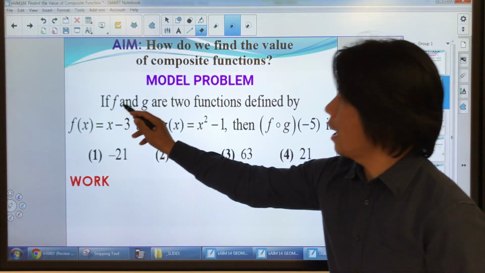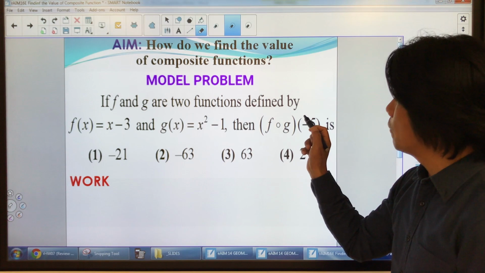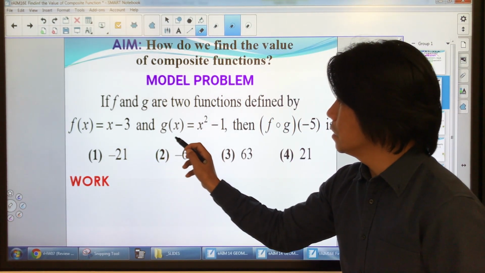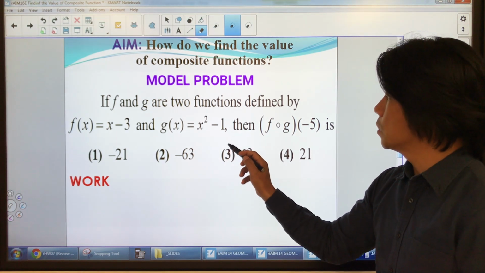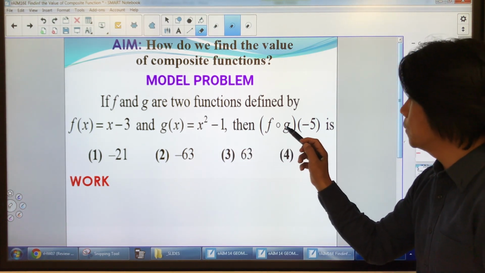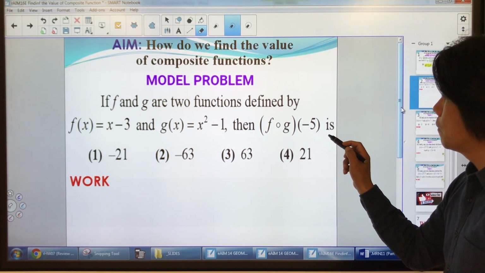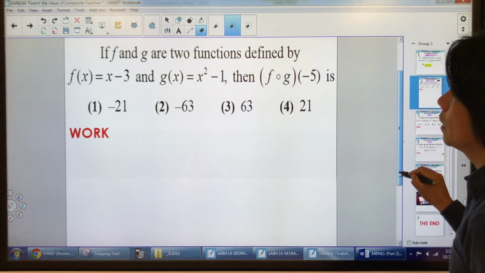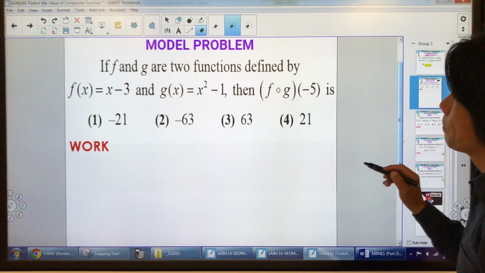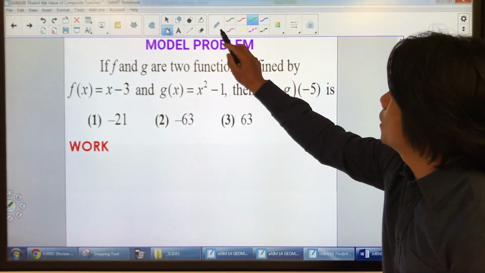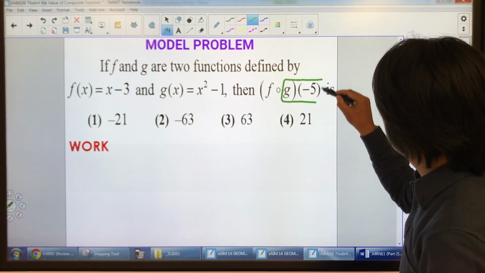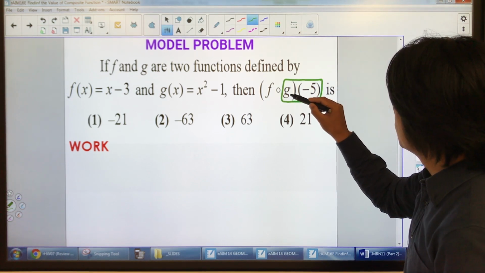Now let's go over the model problem. It says if f and g are two functions defined by f of x is equal to x minus 3 and g of x is equal to x squared minus 1, then f circle g of negative 5 is. So we have four options here. There are two parts in this work. The first part is we need to substitute negative 5 into the function g.